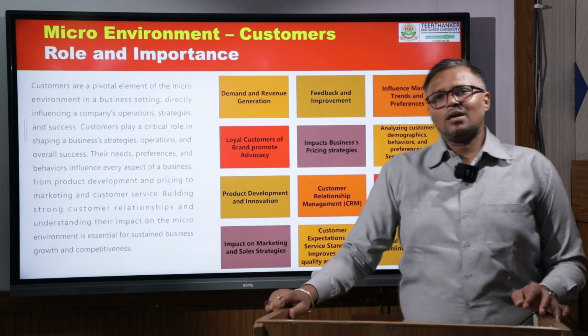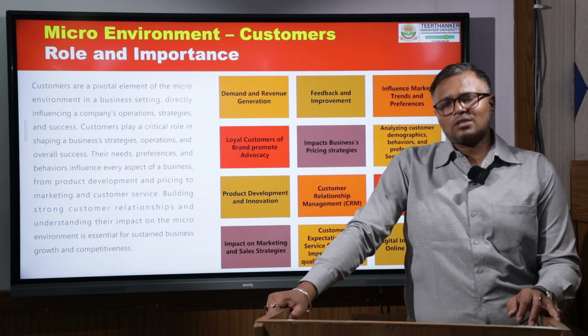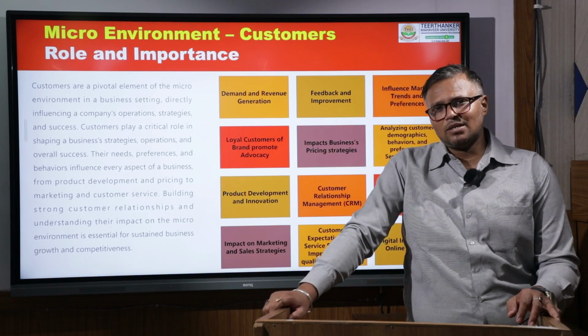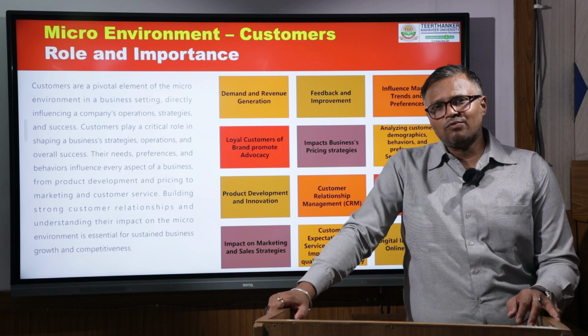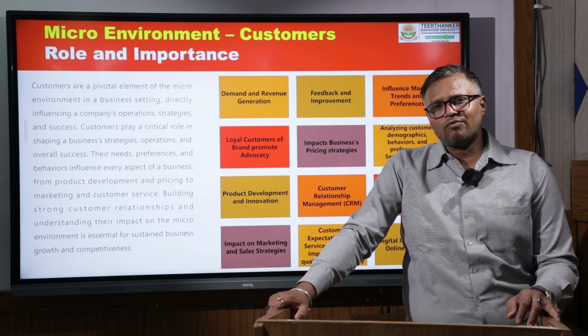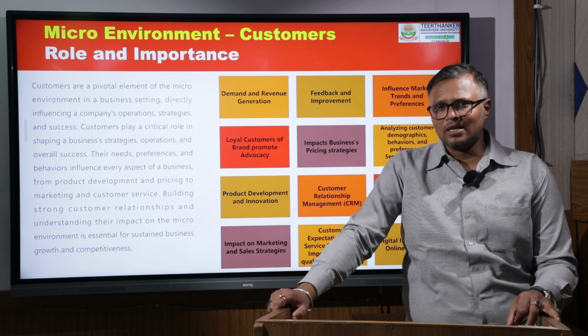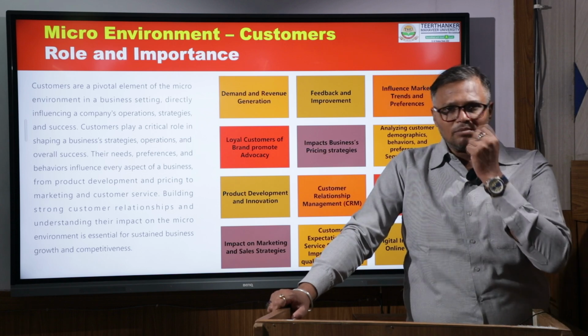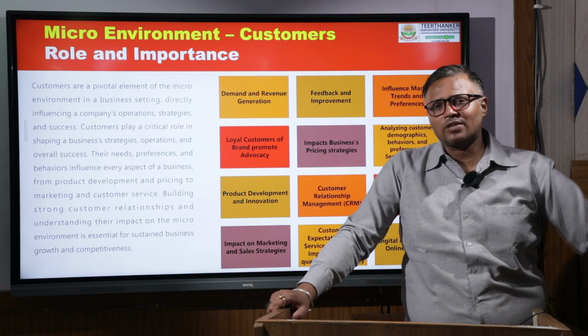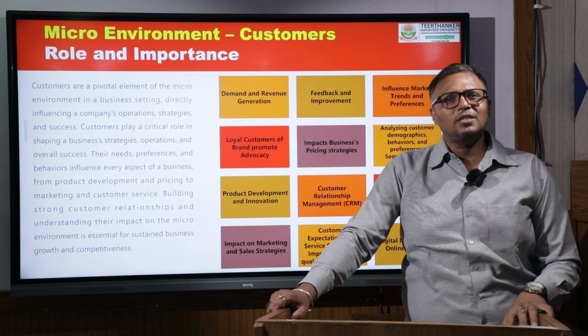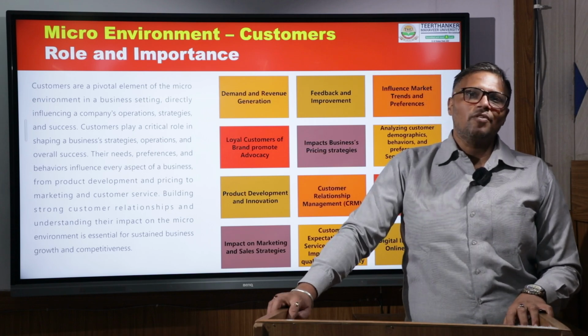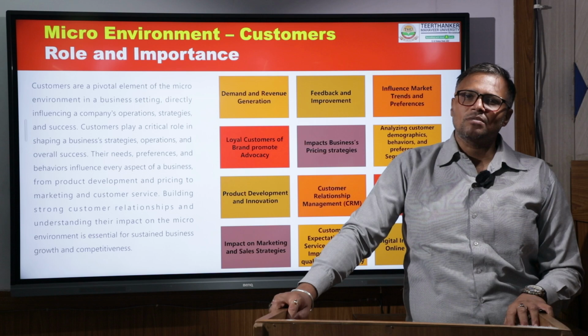So CRMs are basically the tools, the management weapons, you can say, through which you can manage your customers, their information, their things through various databases. And these CRMs are managed through various software like SAP-based, ERP-based, or internal software platforms through which the information of the customers is stored.